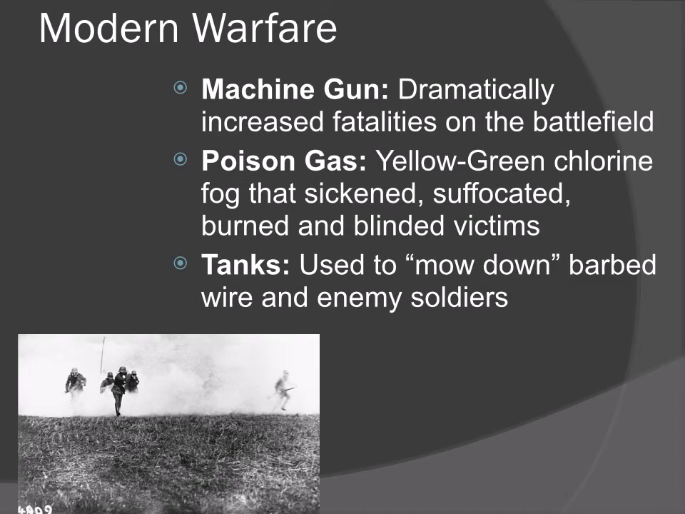Modern warfare. So things that happened that helped increase this war and made it a modern war as opposed to any war that came before it. You have the machine gun, which dramatically increased fatalities on the battlefield. Poison gas. It's a yellow-green chlorine fog that sickened, suffocated, burned, and blinded victims. If any of you have ever worked at pools and you have to chlorinate the pools, you know how chlorine gas can be. This is a type of chlorine gas that was very, very awful and had terrible effects on people. Tanks. They were used to mow down the barbed wire and enemy soldiers.